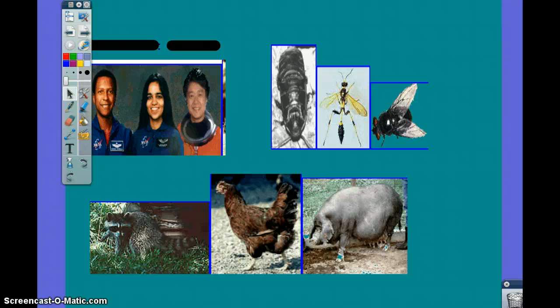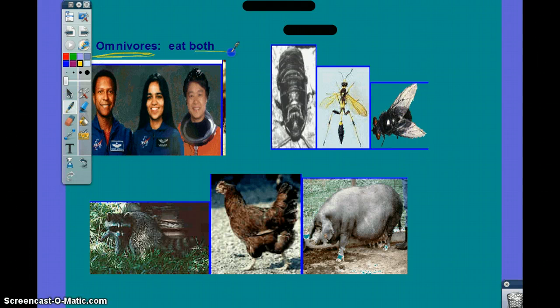And if you feed on both plants and animals, what are you? Omnivore. Good. Omnivores feed on plants and animals. If they're eating meat, they're considered secondary consumers. If they're eating plants, they're considered primary. This is more like a vocabulary word that describes organisms that can survive eating two different kinds of foods, okay?